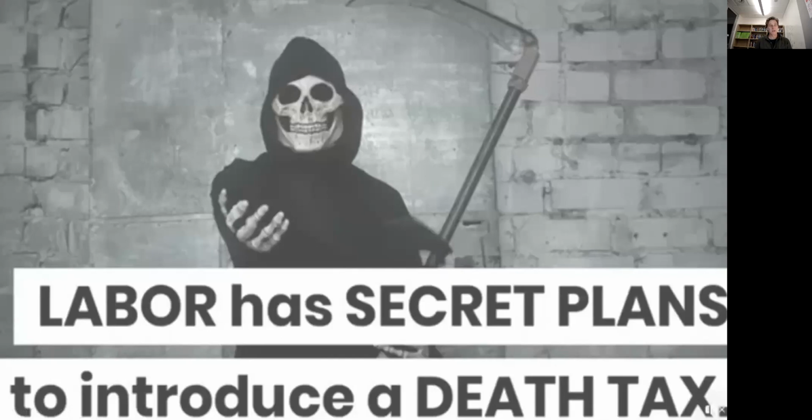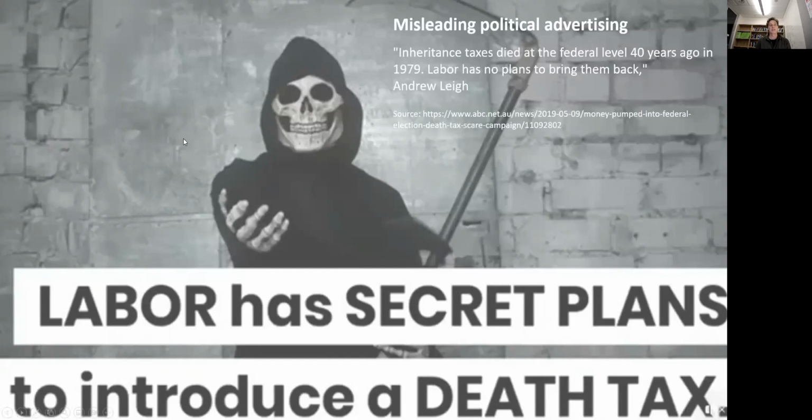The next example is an example from Australian politics, of course, where essentially misleading political advertising was used to spread a rumour that Labor had secret plans to introduce a death tax. And Labor was shocked by the strategy that was being pursued by their political opposition, and quickly moved to rebut the implications that were being spread through online political advertising. As it turned out, these ads were quite effective.